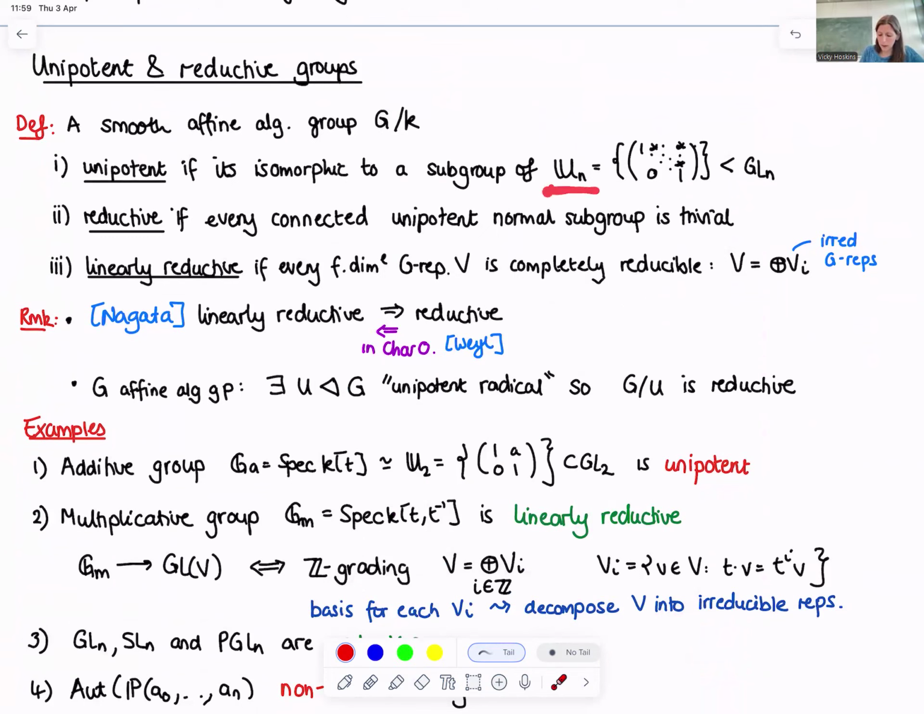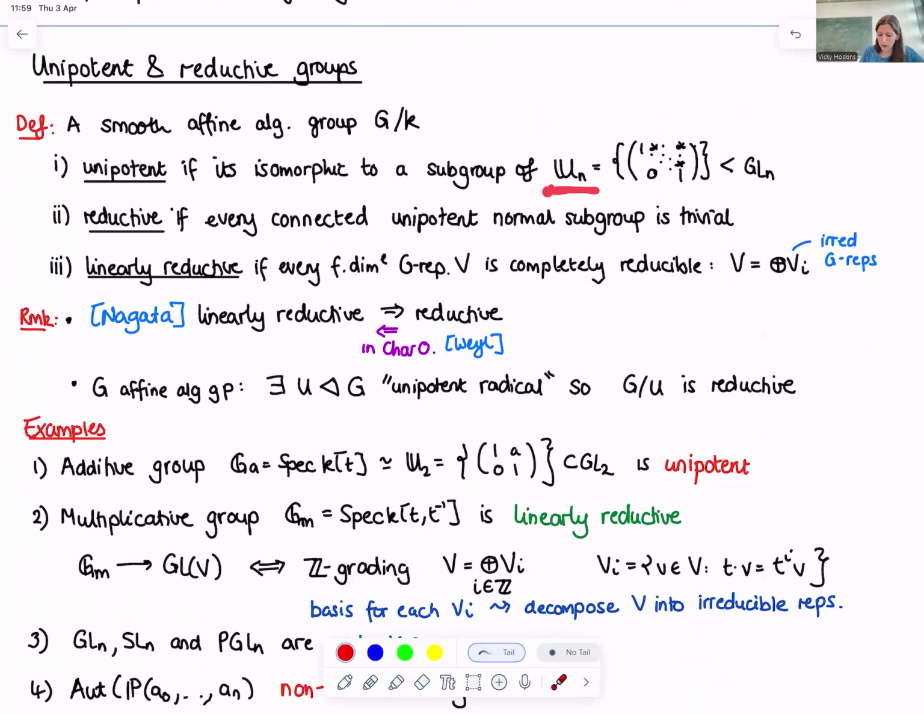And then a group is reductive if every connected unipotent normal subgroup is trivial. Another way to say it is you can construct a sort of maximal unipotent normal subgroup, and you can ask that this is trivial. So this is what's called the unipotent radical.